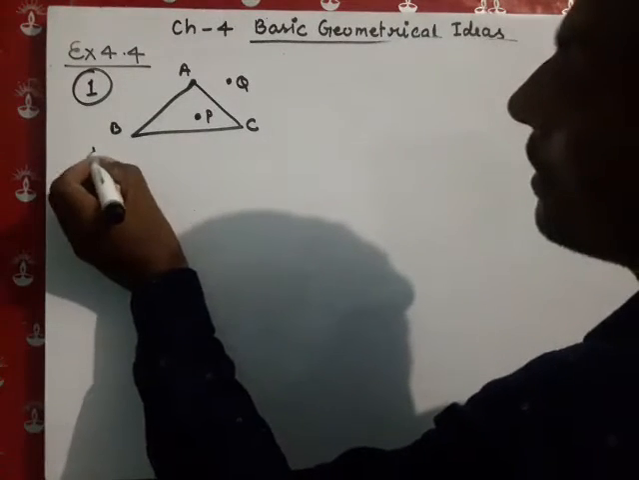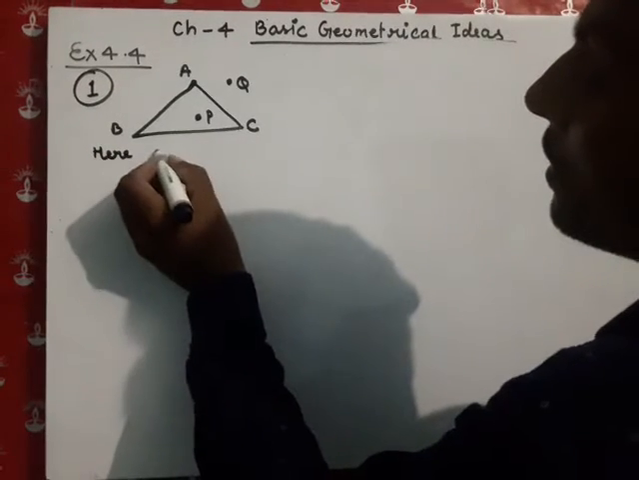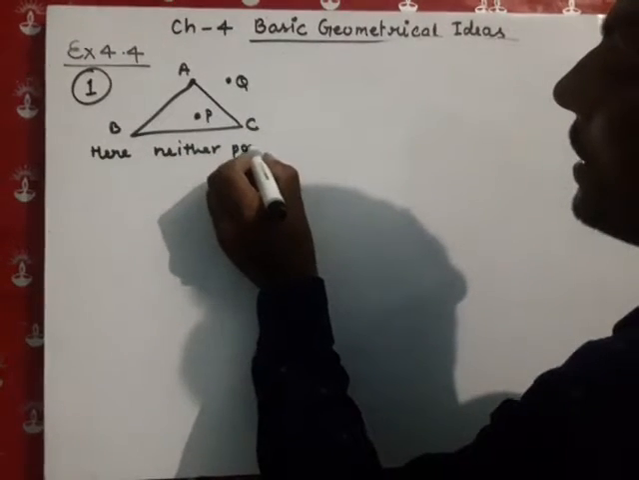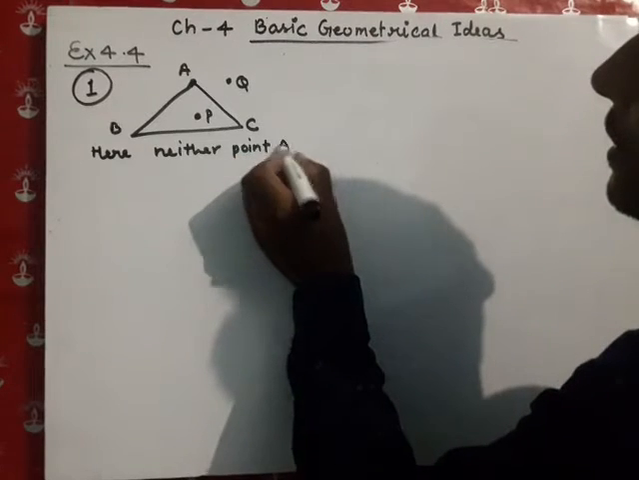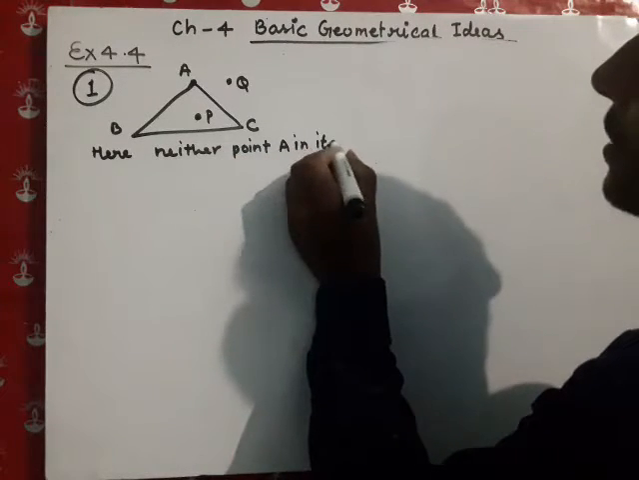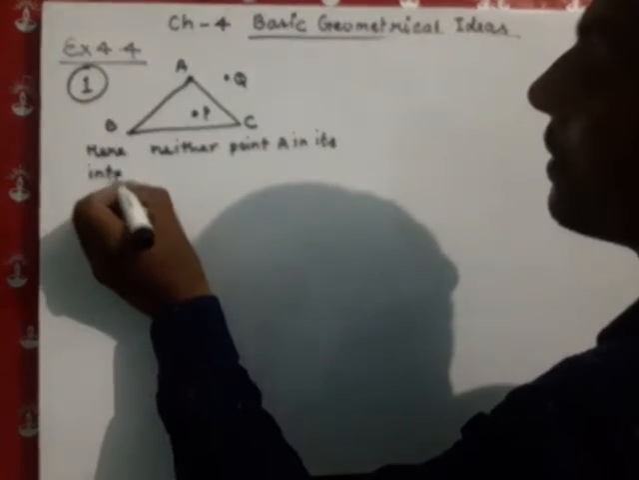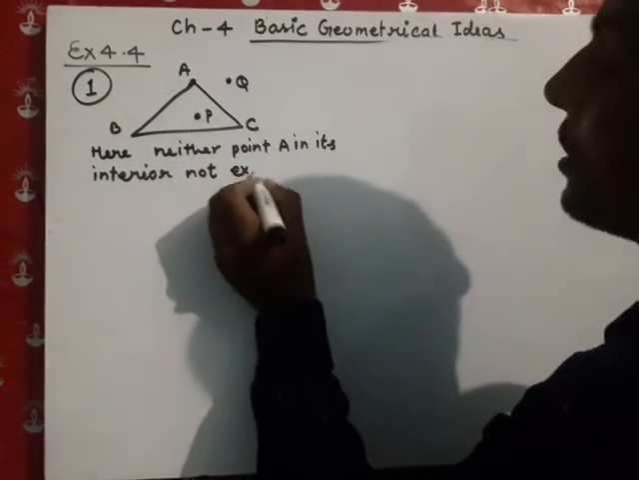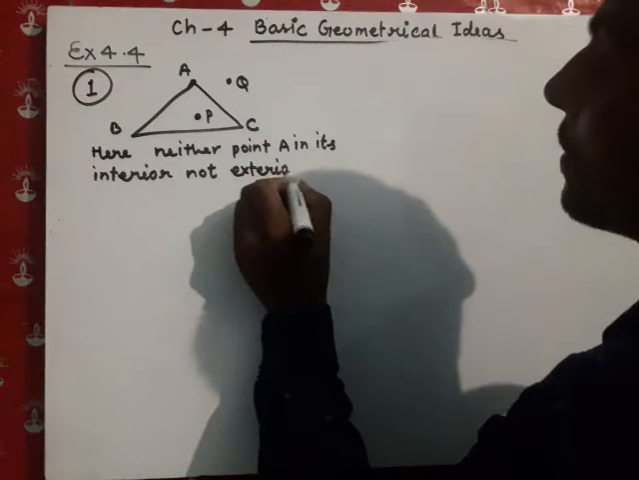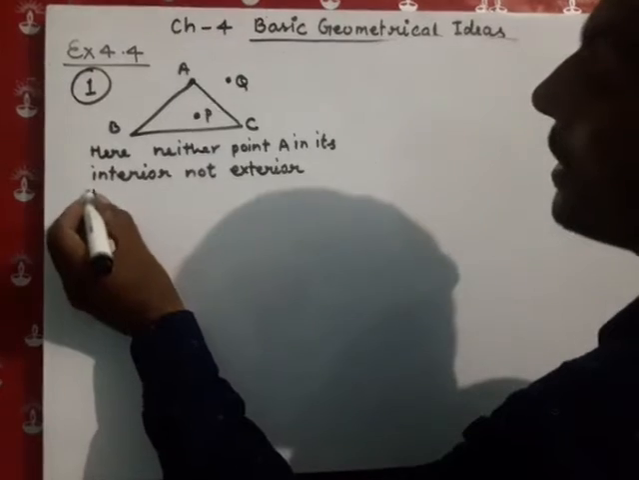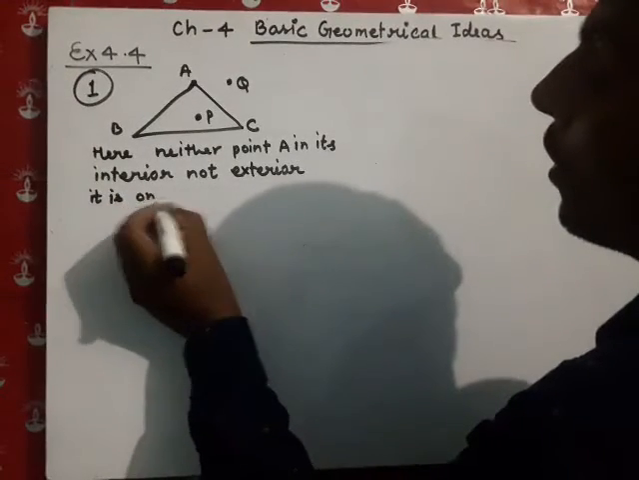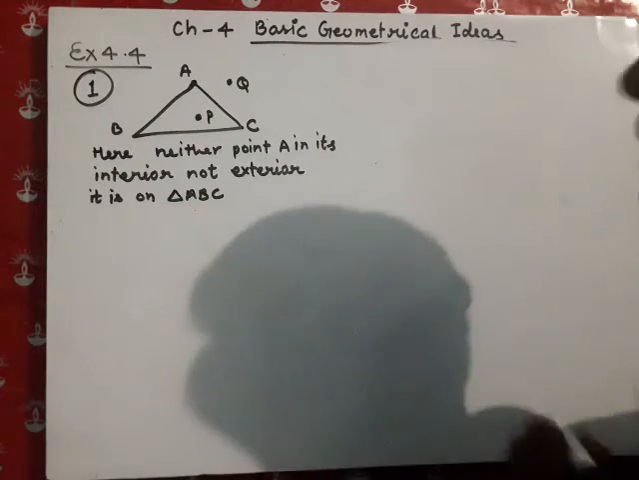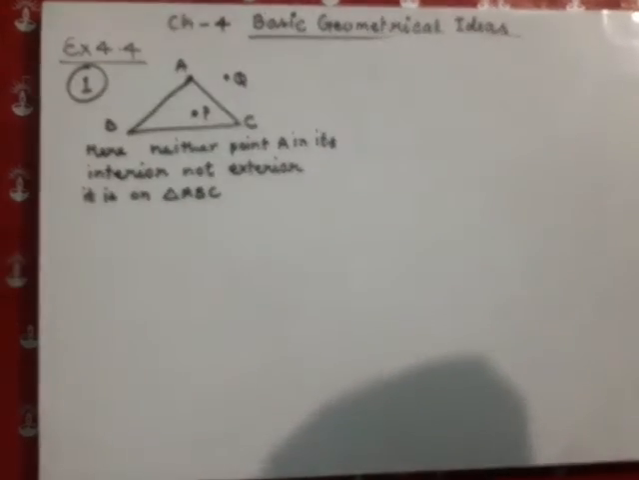Point A is neither in its interior nor exterior. It is on triangle ABC. Okay.